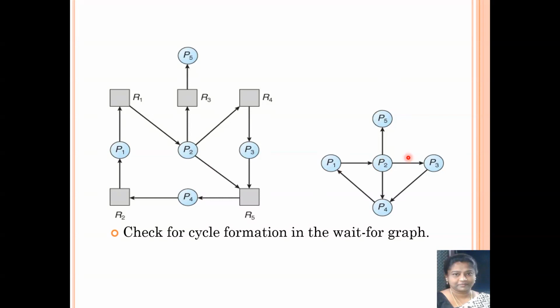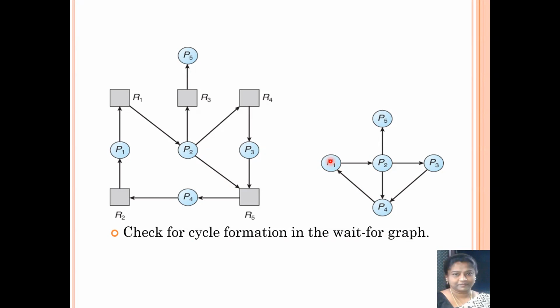Find out whether there is any other cycle being formed. Yes, P1, P2, P4, and P1. And then again, look at P2, P3, P4, but this is not from P4 to P2, it is from P2 to P4. So this is not a cycle formation. Hence, I have two cycles being formed, P1, P2, P3, P4, P1, and then P1, P2, P4, P1. So I have to check in my wait-for graph whether there are any cycle formations. And if there are cycles, that means there is a deadlock in my system.